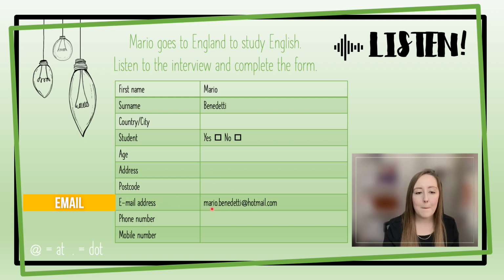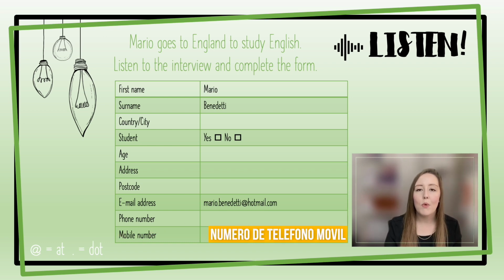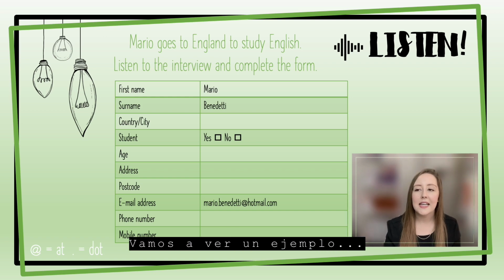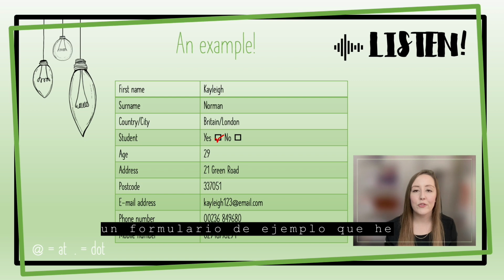Email address, mario.benedetti@hotmail.com. You can see some clues here, some words, okay? Mario dot, we say dot. mario.benedetti@hotmail.com. So when you see this sign, we say at. Phone number, so what's his phone number? And the last one, mobile number. What's his mobile number? Let's take a look at an example form that I have completed.